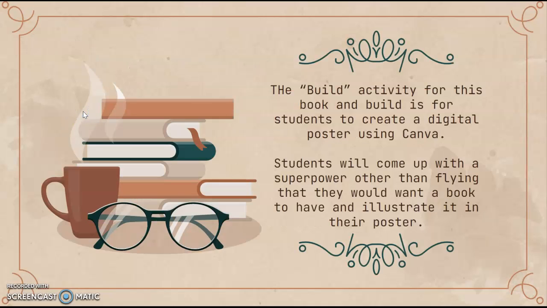So the build activity for this book and build lesson is for students to create a digital poster using Canva or some other Piktochart type of resource. Students can work together to come up with a superpower other than flying that they would want a book to have, and then they'll illustrate that in their poster.